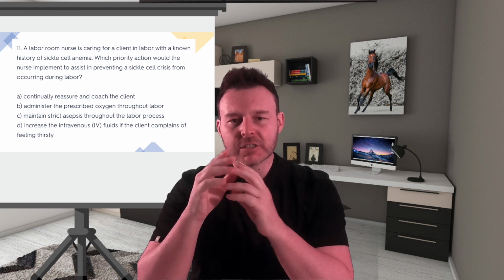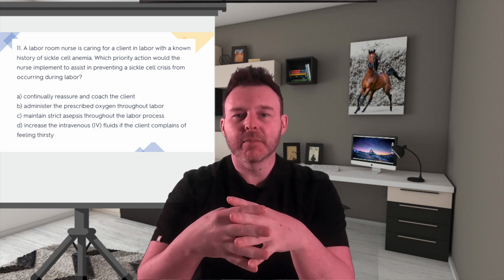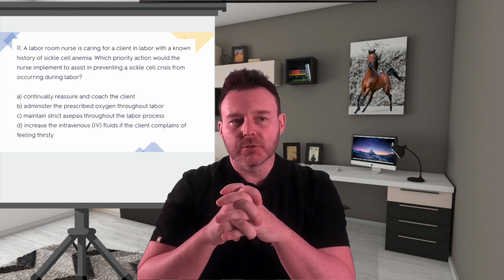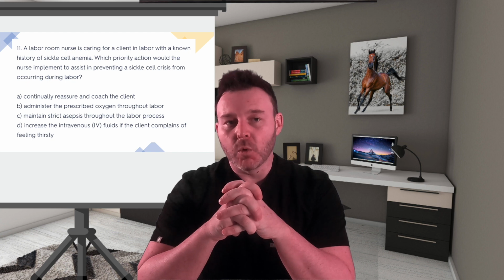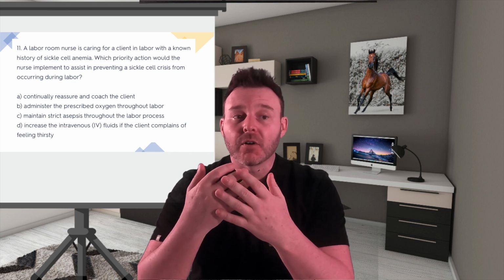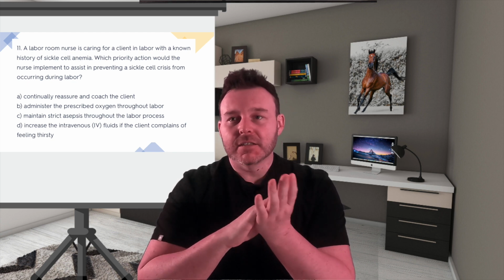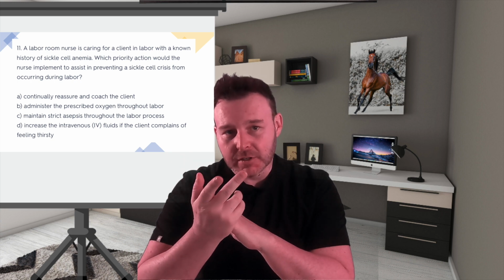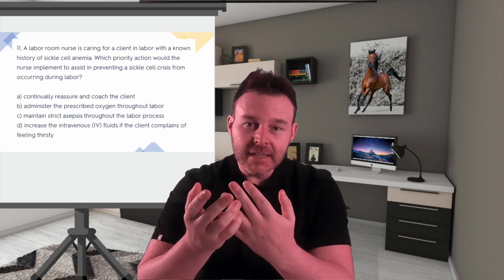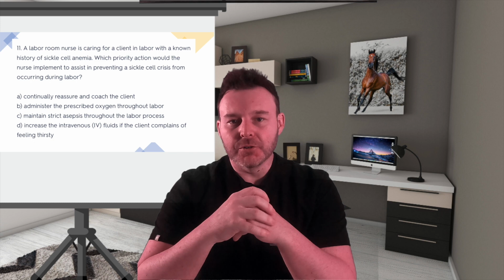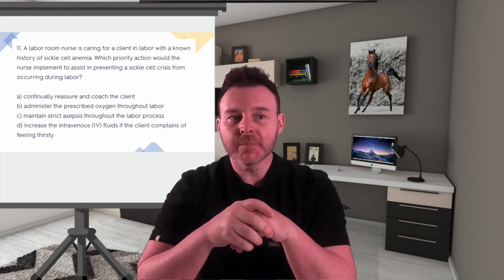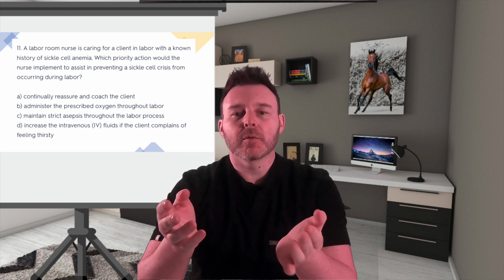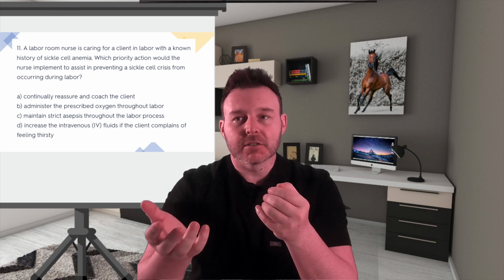It's a little more challenging, but hopefully you got it. The answer is B, administer the prescribed oxygen throughout labor. Why? They're at risk for not having enough oxygen due to the sickle cell, so that's the one we're going to focus on. A and C, yes, those are things we're going to do for our labor patients, absolutely, but those are just common for all labor patients, not someone who has sickle cell.